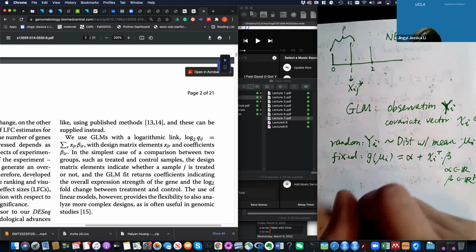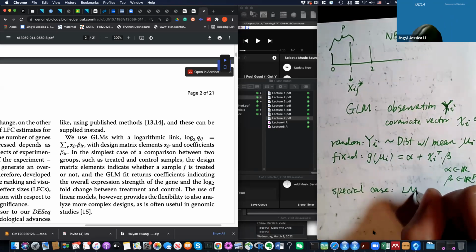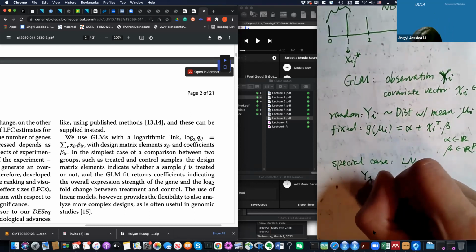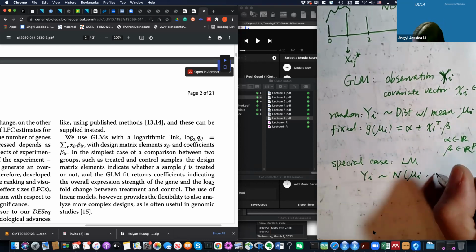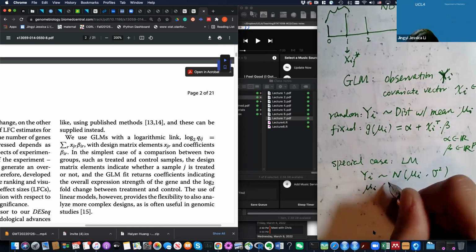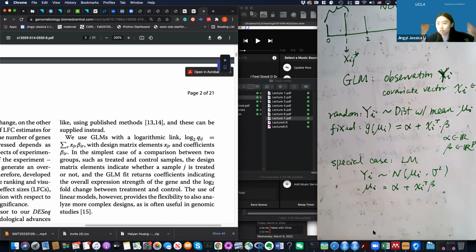The special case of this GLM is called LM, linear model. In the linear model, we just have yi follows a normal distribution with mean mu i and some variance that doesn't depend on the ith observation, a common sigma square. And then we assume mu i equals alpha plus xi transpose beta. So you see in this case, the G function is an identity function. We don't do any nonlinear transformation, and it's assumed to be a linear model with the covariates.